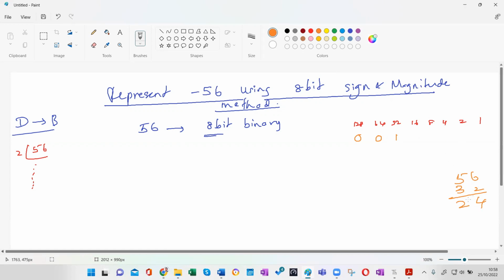24. So in 24, do we have 16s? Yes, 16. So 24 minus 16, we have 8, right? In 8, we have 1 8. Okay, so 8 minus 8, 0, everything gone. And now we have no 4s, no 2s, and no 1s.